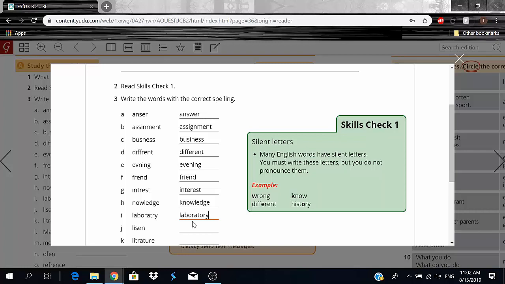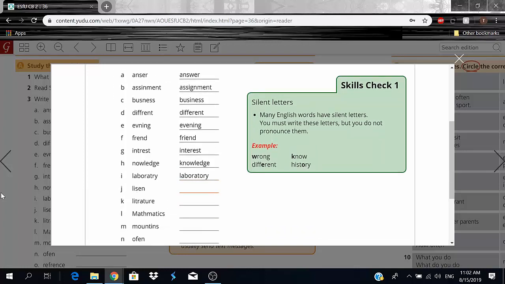So missing O. And then we have listen. And listen actually has a missing T. Okay? So listen. I don't say "list-en," you guys. These are all silent, by the way. So listen. Okay? Literature. This one's wrong. We have an I. Okay, so he does have the I. What else are we missing? An E. So literature. Okay? Literature.